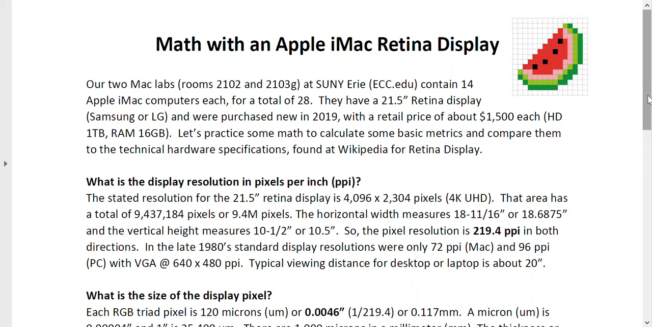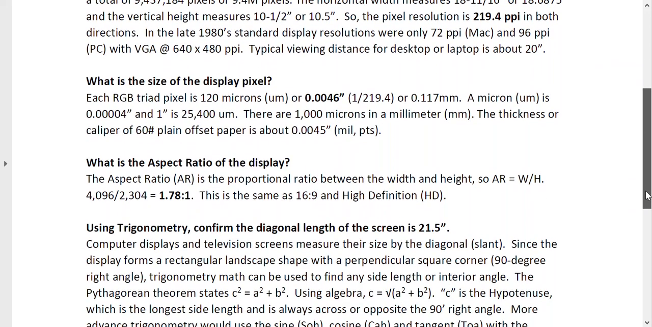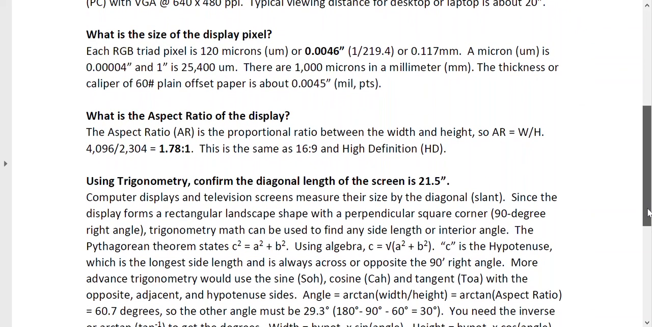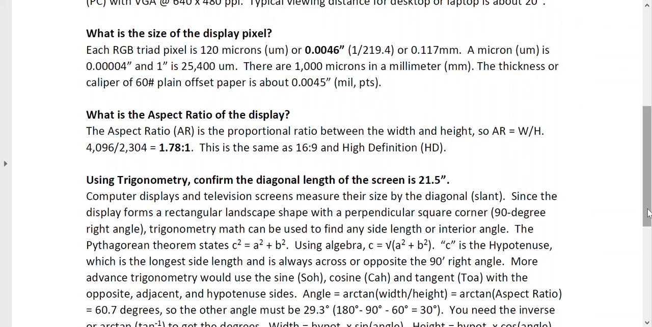The next question would be, what is the size of the pixel? So if you take, let's do this with our calculator. I don't have access to my calculator here. If you take 1 and divide it by the pixels per inch, which is 219, you'll find out that that's 4.6 thousandths of an inch, which is 0.117 millimeters, which is 120 microns.